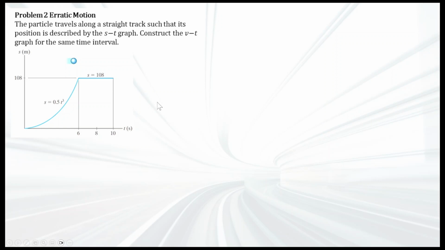All right. Next is the erratic motion. The problem: a particle travels along a straight track such that its position is described by the s-t graph. Construct the v-t graph for the same interval. So we're given two states here. s equals 0.5 t cubed and s equals 108. So clearly here, okay, it's going to be constant. So all we have to do is just write down first our given and now solve for our v-t graph.